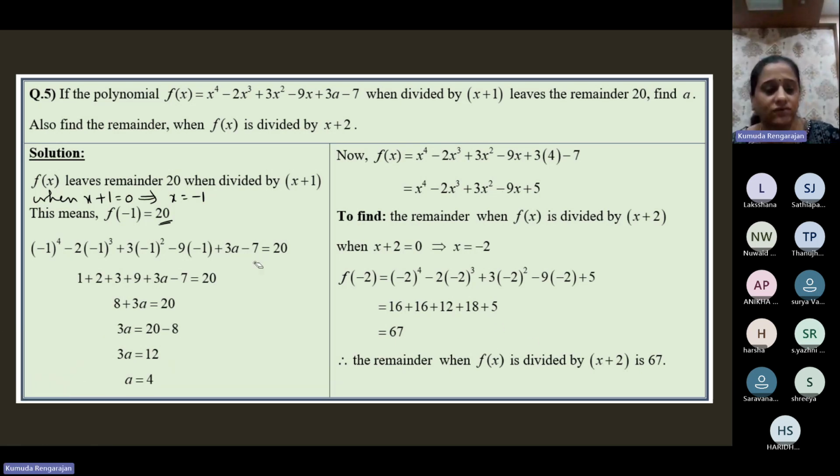When you divide this f of x, you know the long division, right? So when you divide this one by x plus 2, you will see that the remainder is 67. We have found the remainder using the remainder theorem without actually performing the long division.